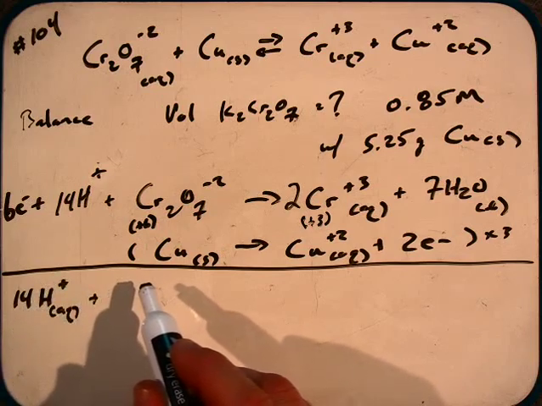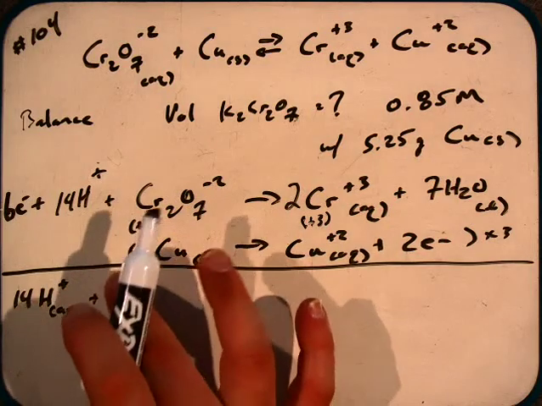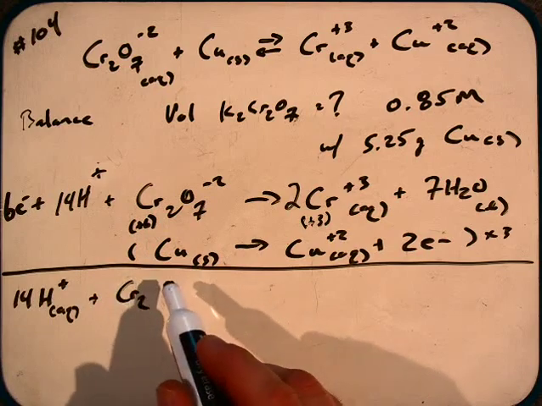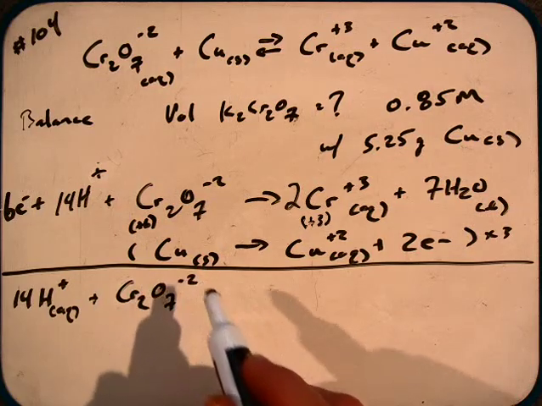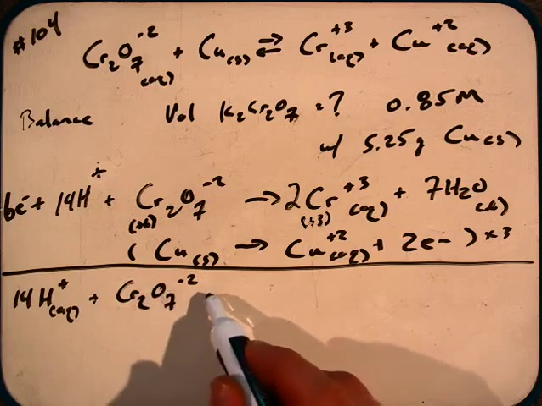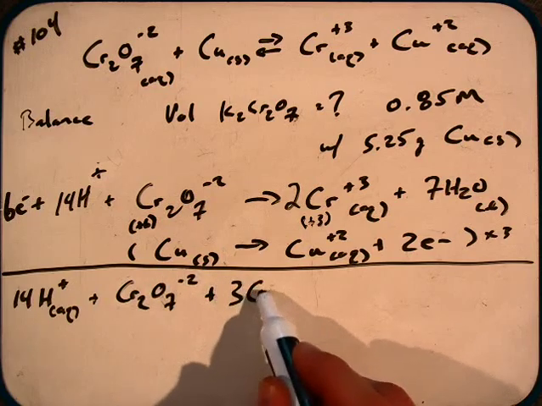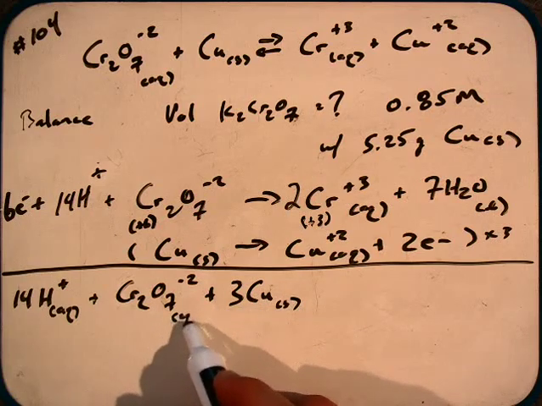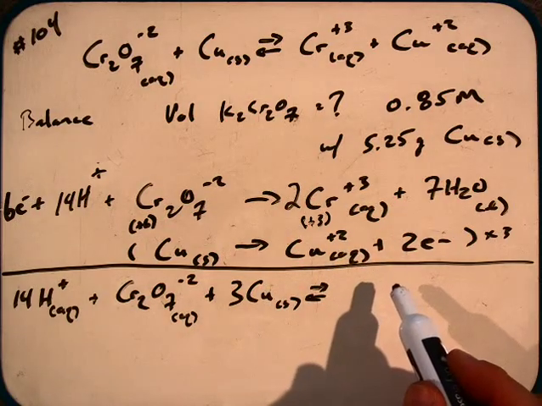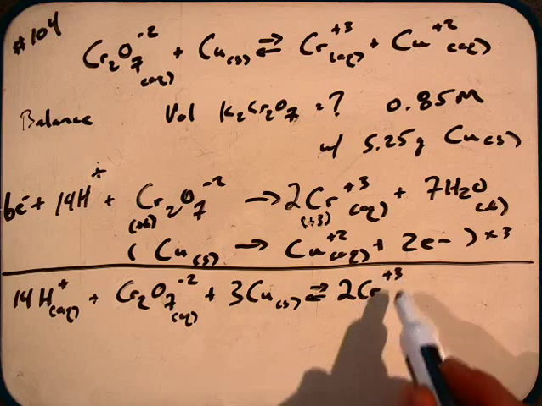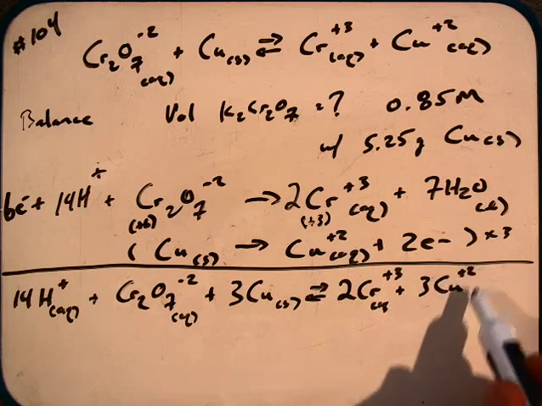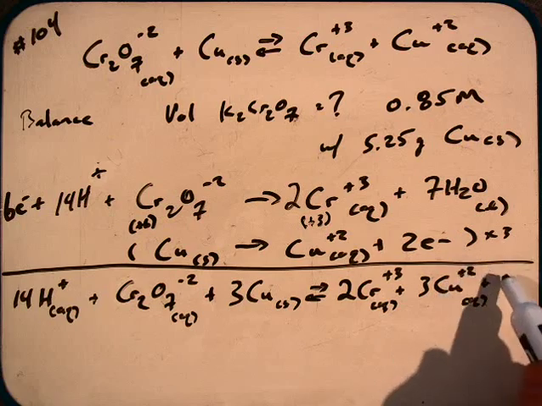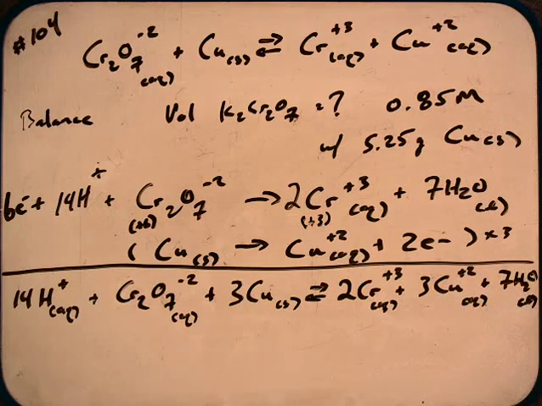We would have 14 protons plus Cr2O7 minus 2, plus 3 of those solid coppers, is going to go on and give us 2 chromiums plus 3, plus 3 coppers that are plus 2, plus then our 7 H2Os that are a liquid. So that is our overall redox expression.